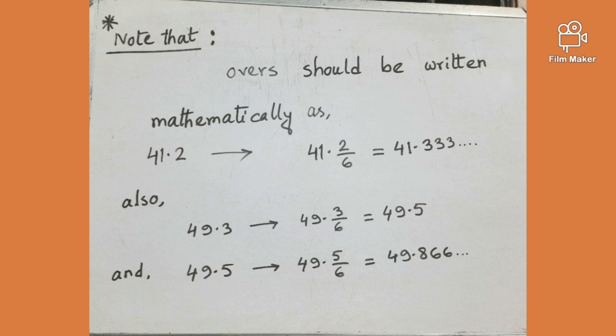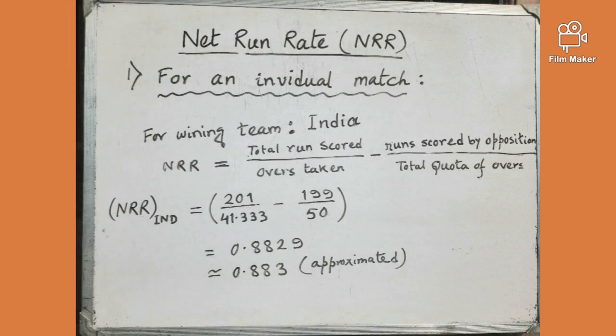Let's check the formula with some data. We take the India-Australia match where Australia batted first and were bowled out in 49.3 overs by India, scoring 199, and India won the game by scoring 201 in 41.2 overs. So let's put this data in our formula and calculate the net run rate for India, the winning team in that particular match.